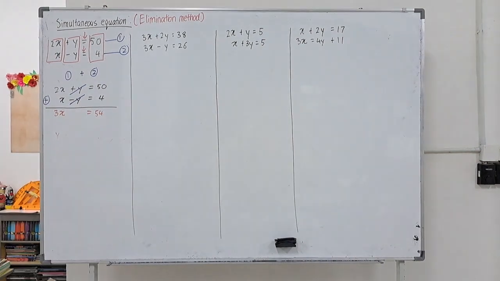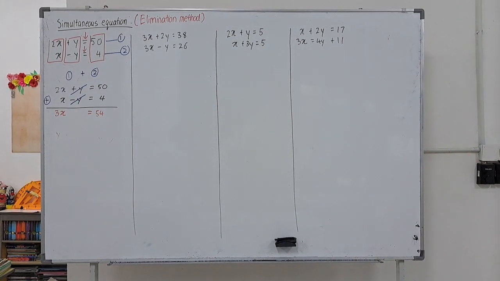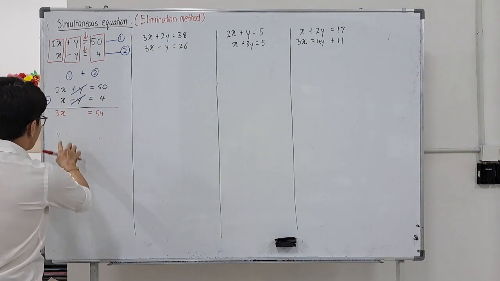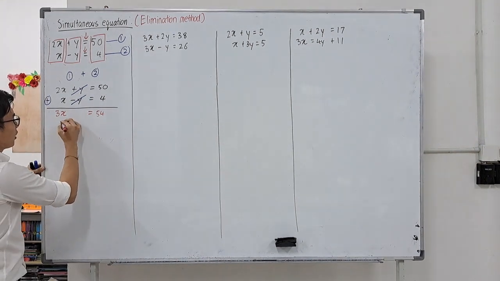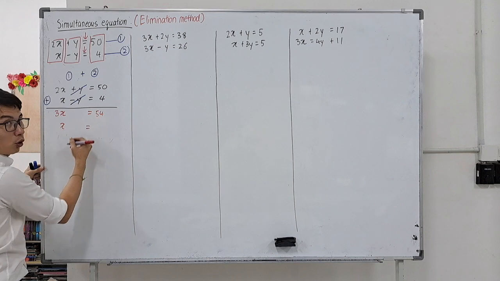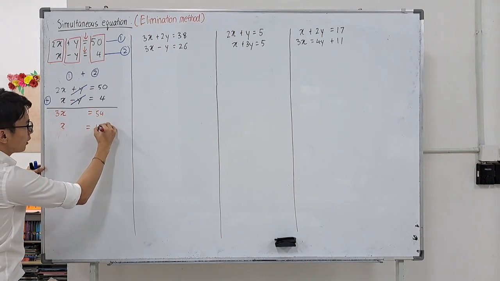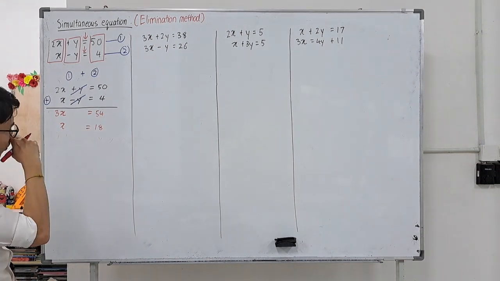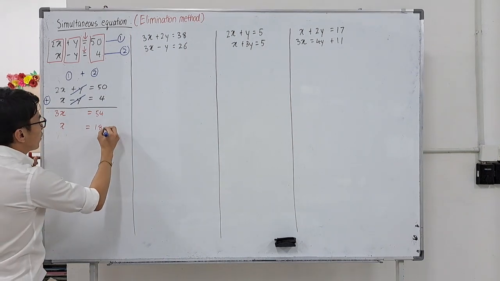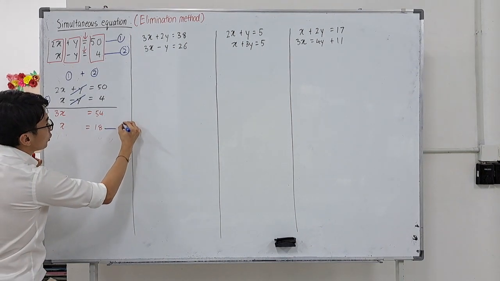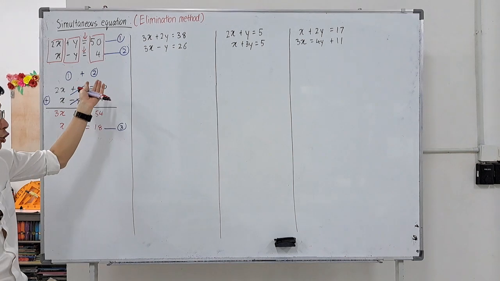So what am I going to do now? I just solve for x over here. So x is basically 54 over 3. That's going to give me 18. So we have solved for x, and we will call this equation 3. And then basically we're done with the elimination method.